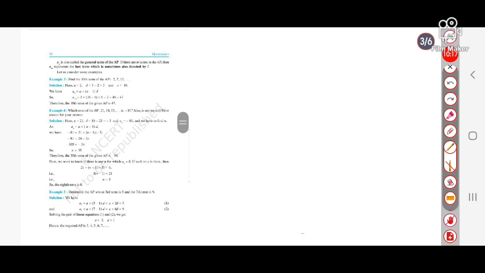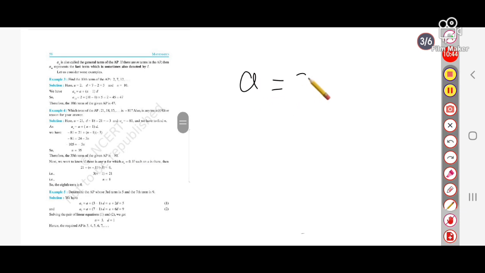So next we see example 4. Which term of the AP 21, 18, 15, dot dot dot is minus 81? Also, is any term 0? Give reason for your answer. Yes, as I told you, we cannot check each and every point that is given. So that's the question they have asked.